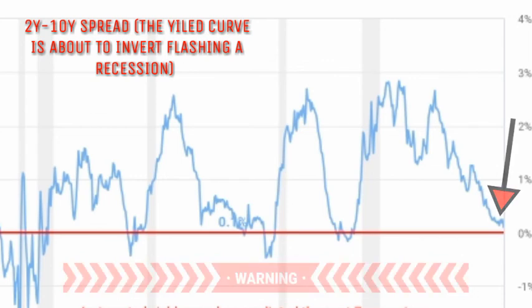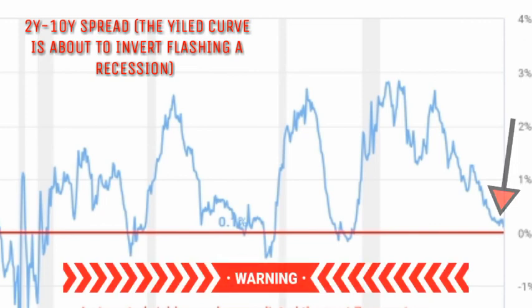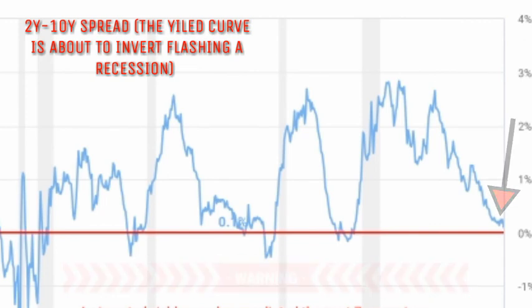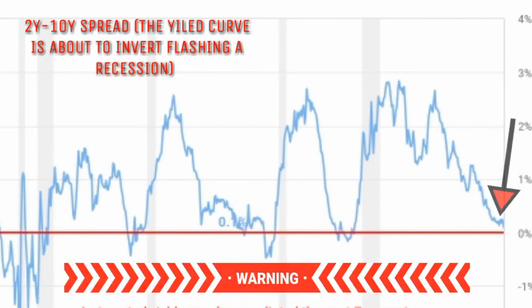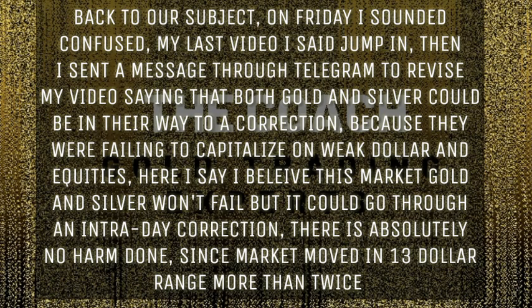This chart shows you the spread between the 2 years and 10 years treasury bills, and as you see, it's about to invert, and if it inverts, it's going to signal a recession. Back to our subject. On Friday, I sounded a little bit confused. In my last video, I said jump in, then I sent a message through Telegram to revise my video, saying that both gold and silver could be dipping into a correction, because they were failing to capitalize on weak dollar and weak equities.